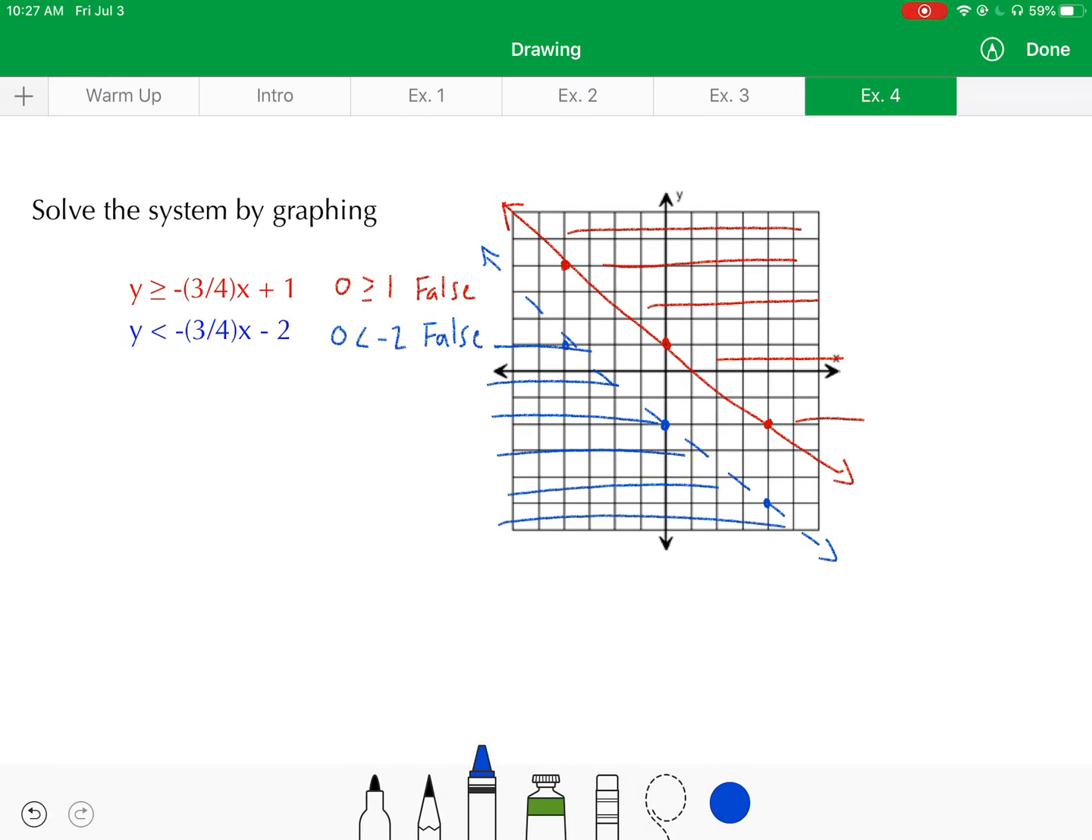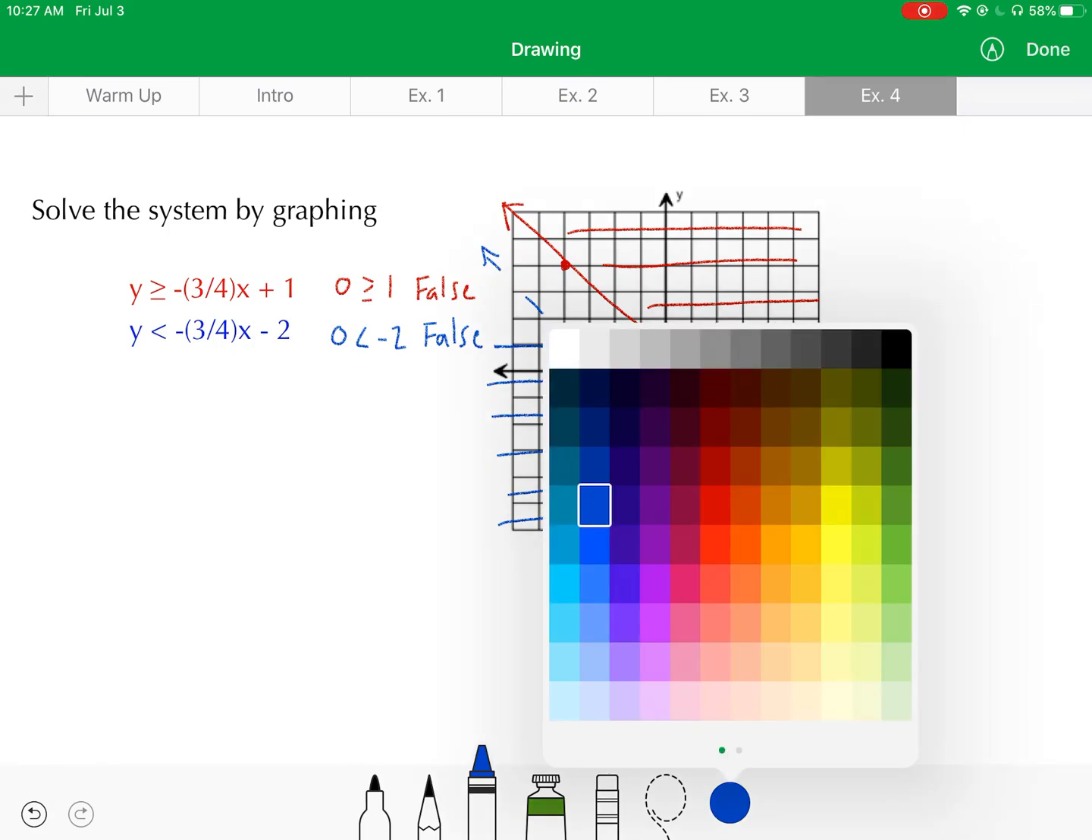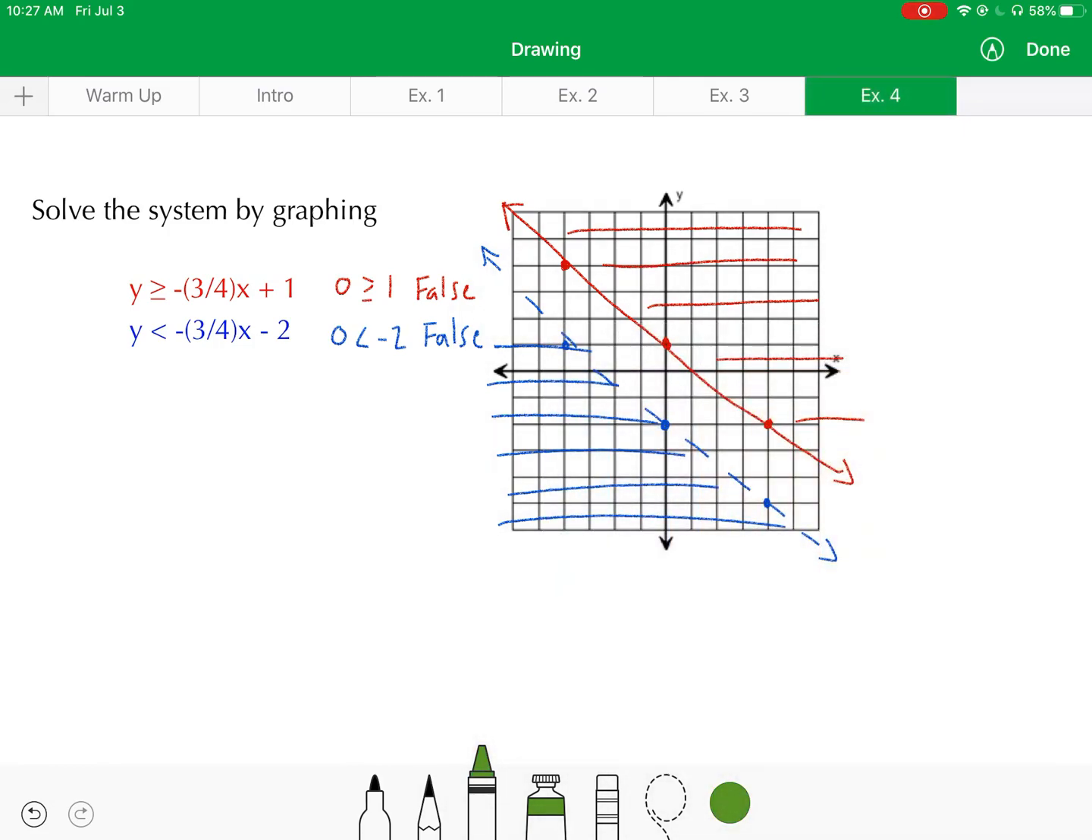Okay. So since I ended up shading on that side, I don't end up with any overlap between the red and the blue shaded regions. Okay. So that does mean that there is no solution to this system. Okay. So you definitely want to make sure you state that somewhere off to the side. We're going to say no overlap, thus no solution to this system.